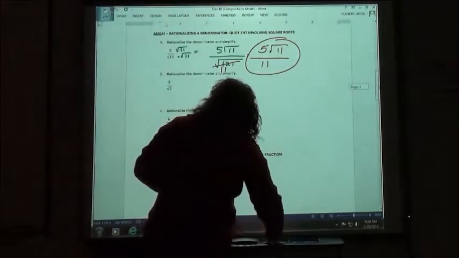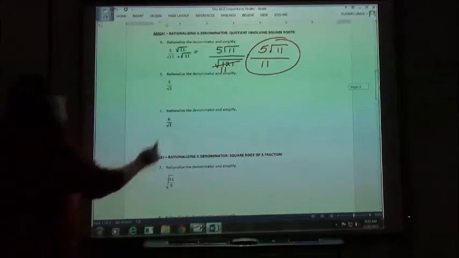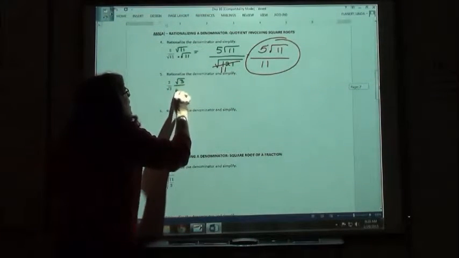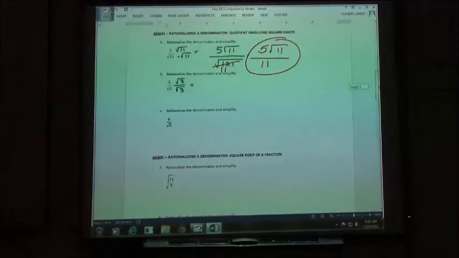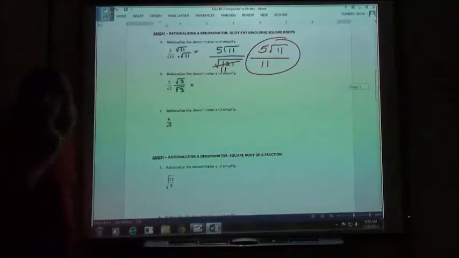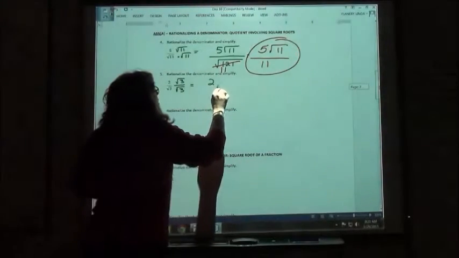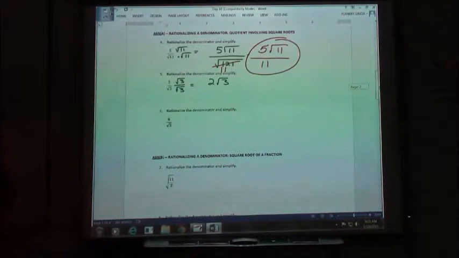So on the second one, 2 over the square root of 3, what are we going to multiply by? The square root of 3. So square root of 3 times the top and the square root of 3 times the bottom. So on the top we're going to get? 2 square root of 3. If this 2 was also under a square root, then we'd get the square root of 6 because we could multiply them. But since they're not both under square roots, we can't put them together. We just write it as 2 square root of 3.